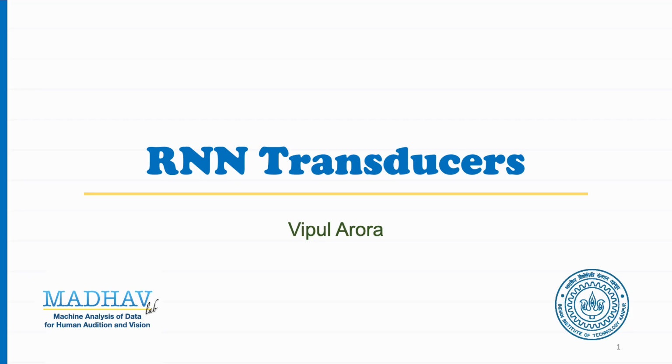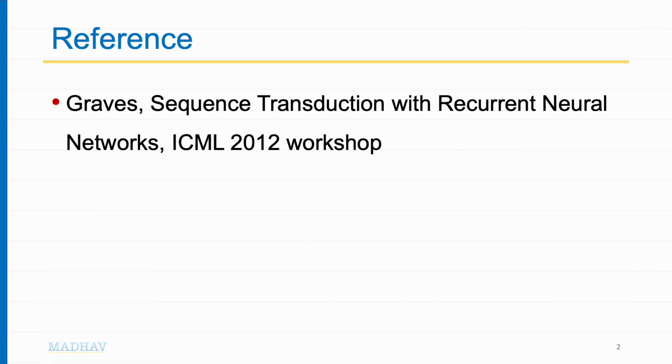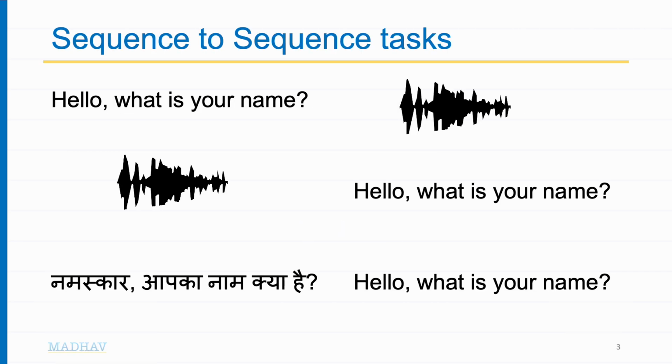Okay, so we are discussing today, resuming our discussion on RNN transducers. A quick recap. This is the original paper which we are discussing. We saw so many applications of that, or so many problems which can be solved by this approach. Basically, all sequence tasks could be ASR, TTS, machine translation. We discussed how it is different from a CTC model.